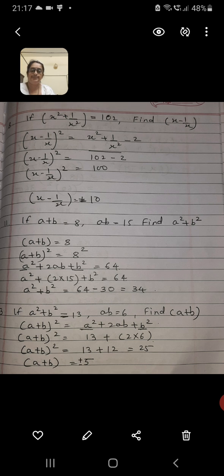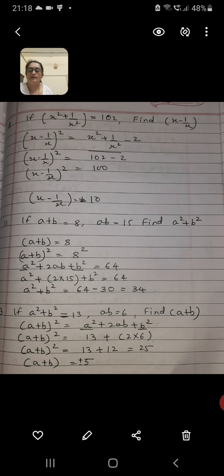Now next is, if a plus b is 8, ab is 15, find a square plus b square. So a plus b value is given as 8, a plus b the whole square we are going to use. So a plus b the whole square identity is a square plus 2ab plus b square. So a plus b is 8, a plus b square is 8 square. So replace the values there.